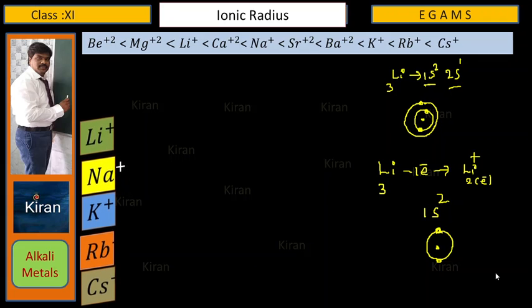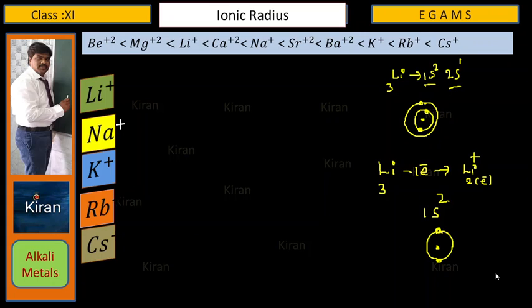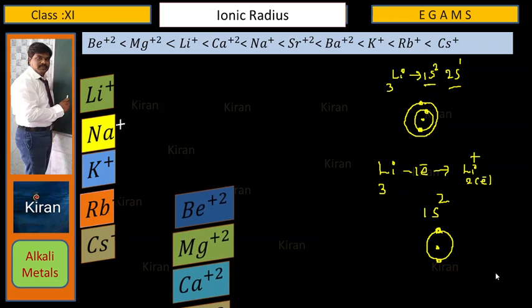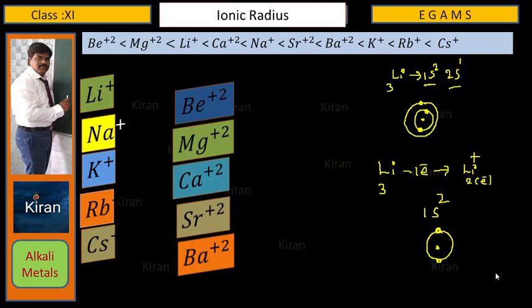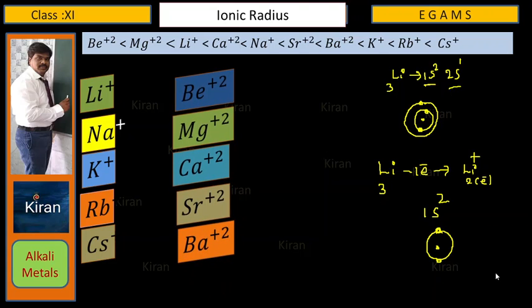This is about the first group elements, lithium ion to cesium ion: lithium, sodium, potassium, rubidium and cesium. Then coming to the second group ions: beryllium ion, magnesium ion, calcium, strontium and barium, all existing in the +2 state. Remember, my dear students, one more pattern I am going to show you. The same pattern is coming, M is followed by N.